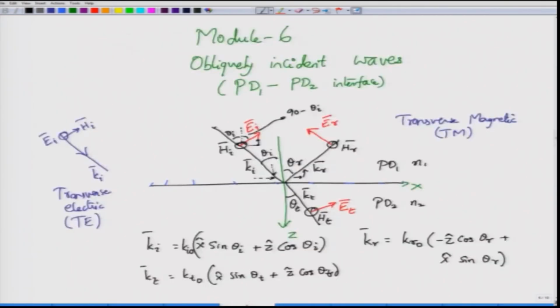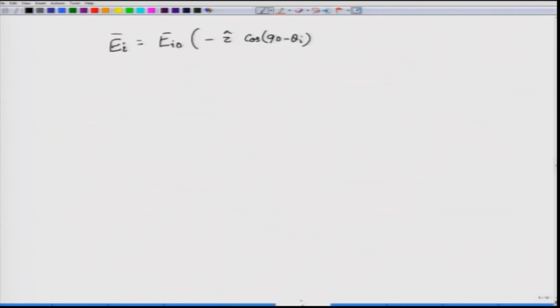So, I will write down the expression for the incident electric field. Please ensure that you understand this equation, and in case I have made a mistake, please let me know. If I have not made a mistake, then the expression for the incident electric field will be minus z hat cosine of 90 minus theta I, that is the angle between this red line, which is the incident electric field, and the black line, which is parallel to the normal of the interface. So, minus z hat cosine 90 minus theta I plus x hat sine of 90 minus theta I. This is just the electric field expression.